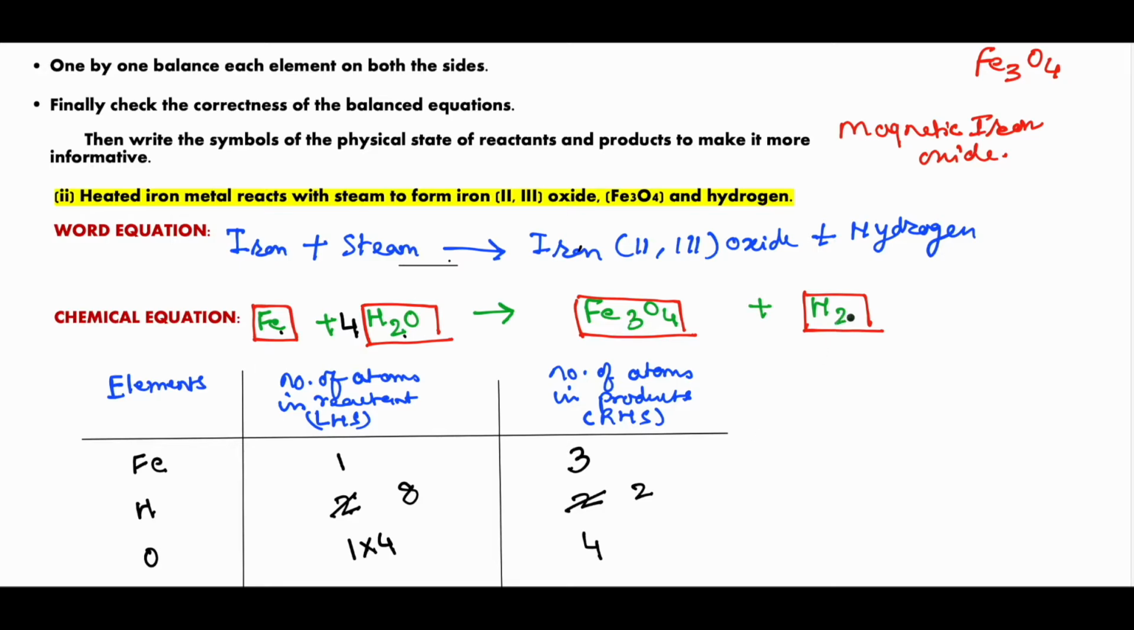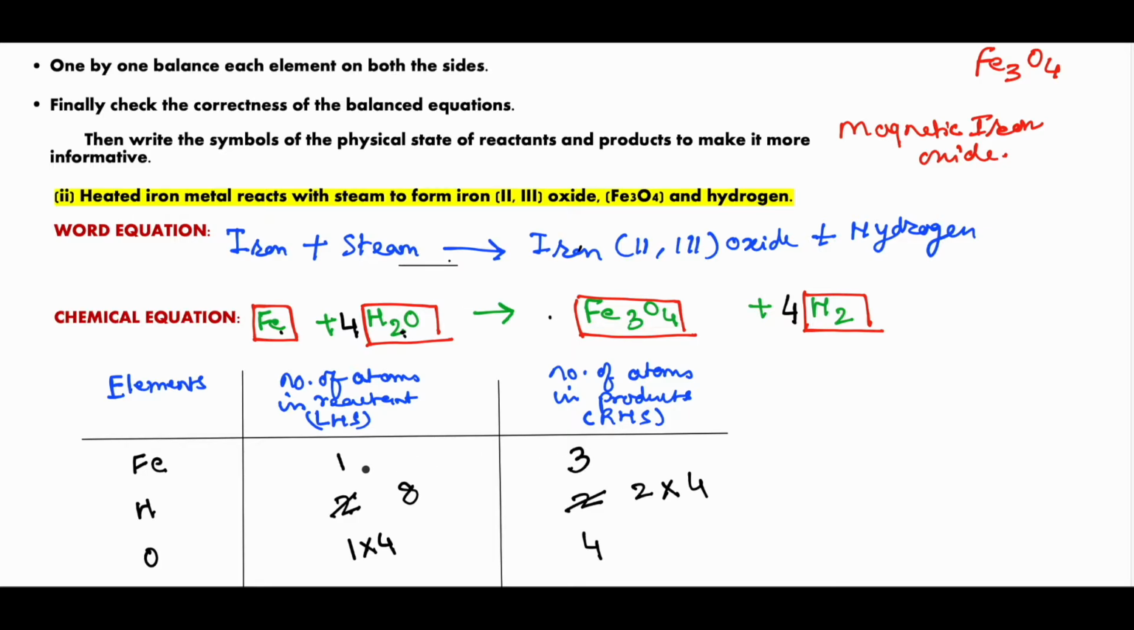So to make this 8 on the right hand side, you need to multiply it by 4. So you will get 4 times 2, that is 8. So here you will write the coefficient 4. Now again check. So 4 times 2, 8 hydrogen. 4 times 2, 8 hydrogen. Hydrogen is balanced. Then 4 times 1 for oxygen and 4 times 1 for oxygen. So oxygen is also balanced. Hydrogen is also balanced. Now what is left is iron is still unbalanced.